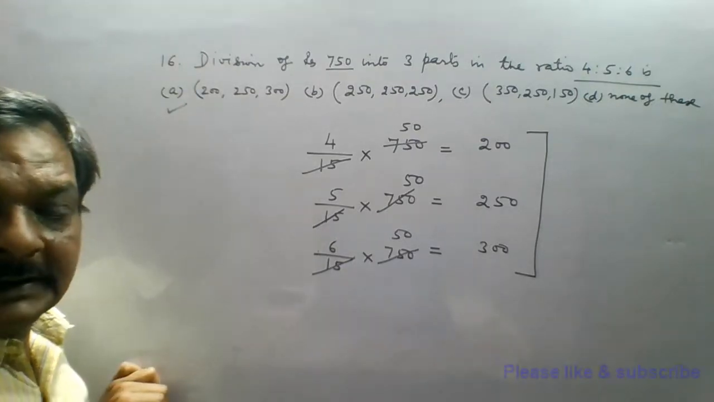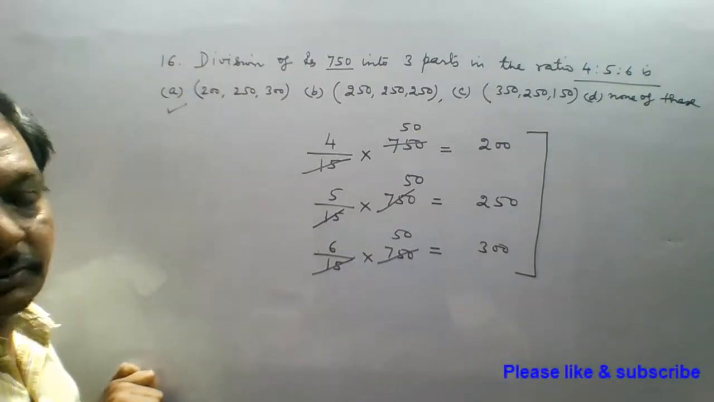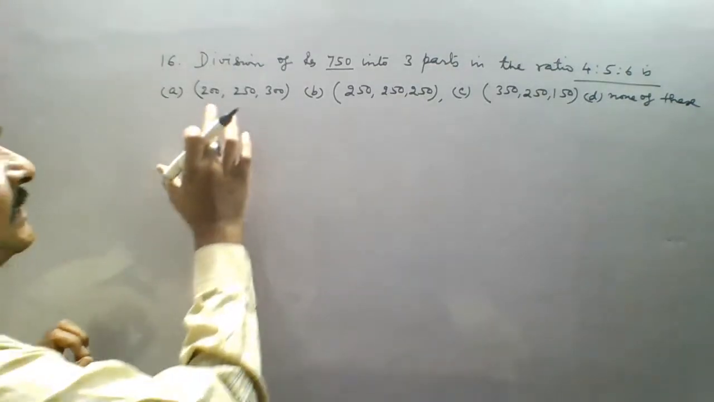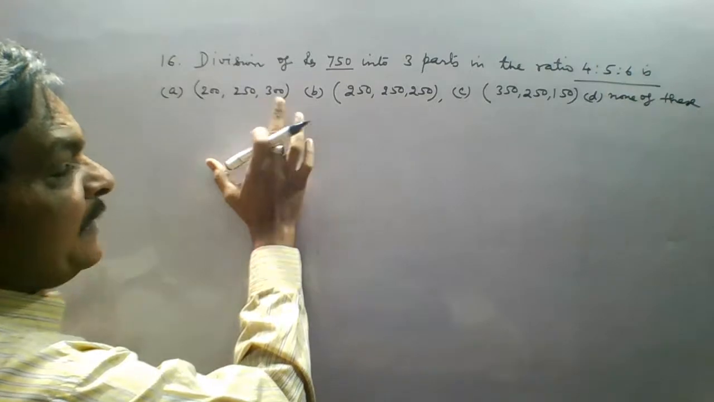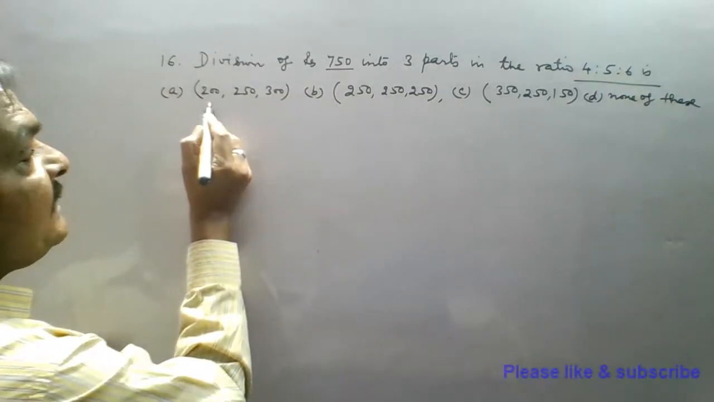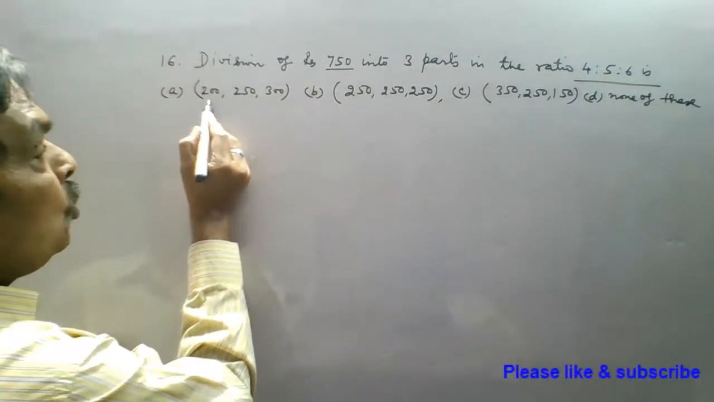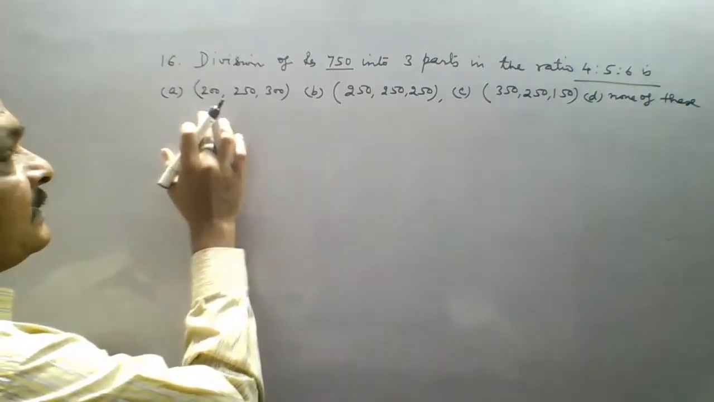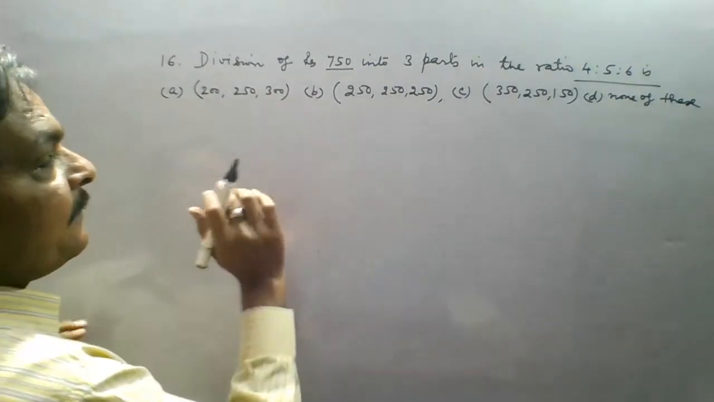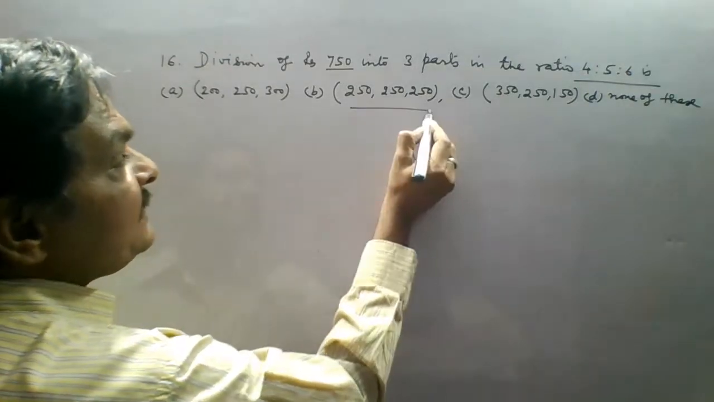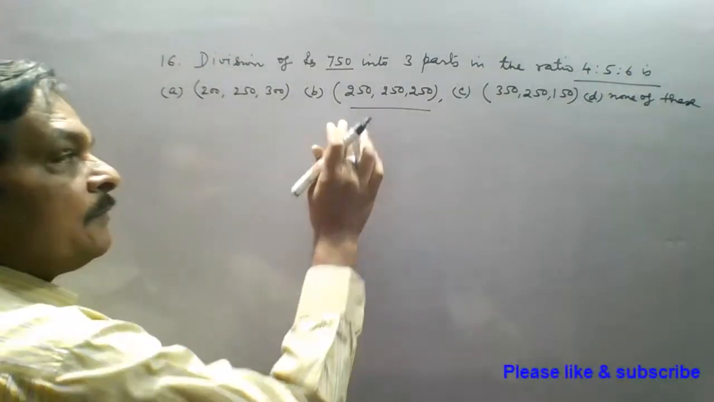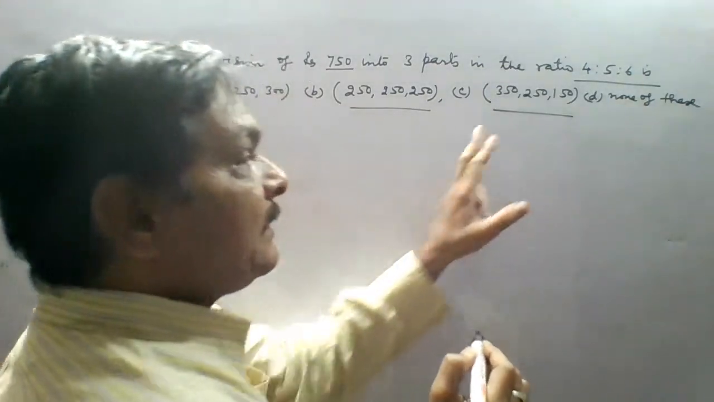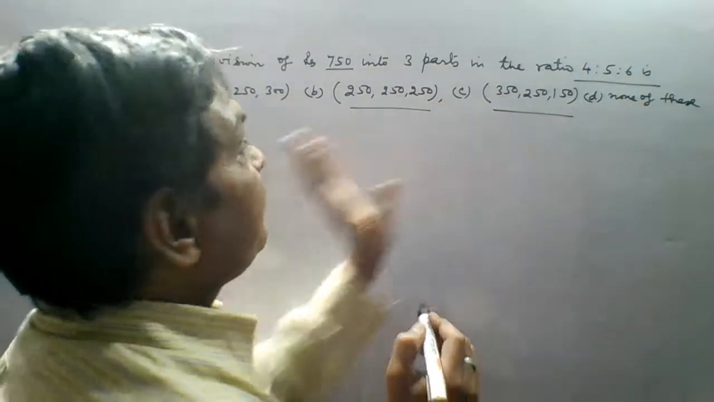We can solve this problem by options also. Let us try that method. First is that the sum of these 3 values should be 750. Now when we see the first option, 200 plus 250 plus 300, we find that the sum of these 3 is 750. When we add these 3, we also find that the sum is 750. Again, when we add these, we find that the sum is 750.